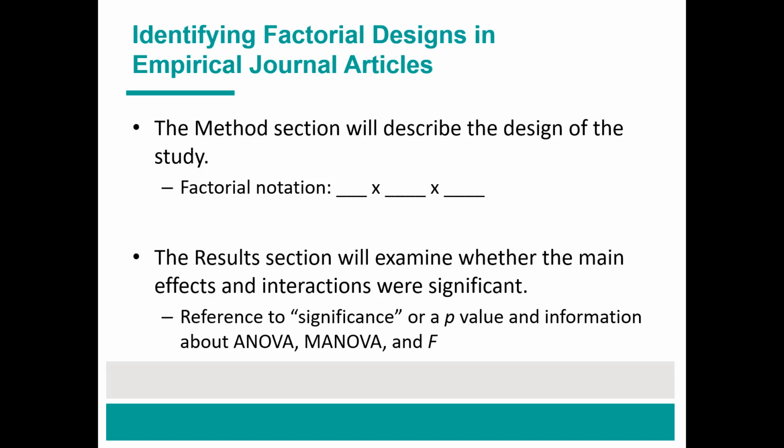You might read the word significant or see the notation p is less than 0.05 to let you know that a main effect or interaction is significant. You may also read about an ANOVA, a MANOVA, or F-test being conducted to examine main effects and interactions.